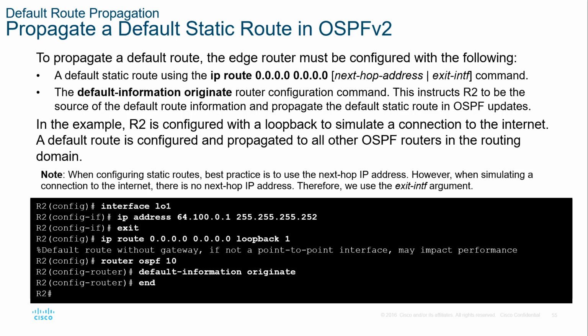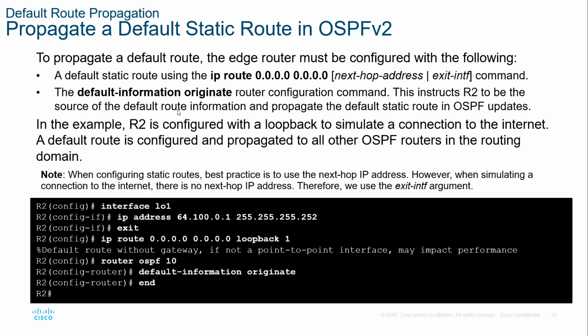In OSPF, we have a command called default-information originate. That will allow us the propagation of the default routes. Again, the ip route should be quad zeros, space, quad zeros, then the next hop or the exit interface. If we issue the default-information originate command, this will instruct the other routers to treat this router as the source of the default route. So if we have 3 routers and router 2 says, I have a default route to the internet, I can propagate that route to my neighbors, to router 1 and router 3, by using default-information originate.